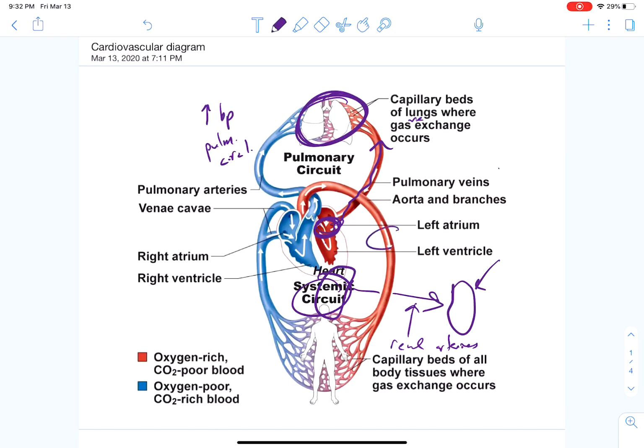What did we say is happening to his systemic blood pressure? He has low systemic blood pressure, and that's because, like we said, not all of that blood is going into the aorta, so his blood pressure went down. So how does that cause kidney failure?